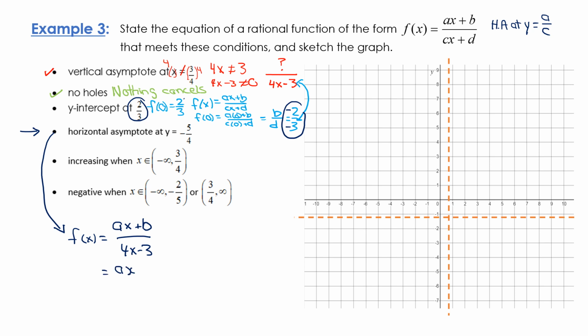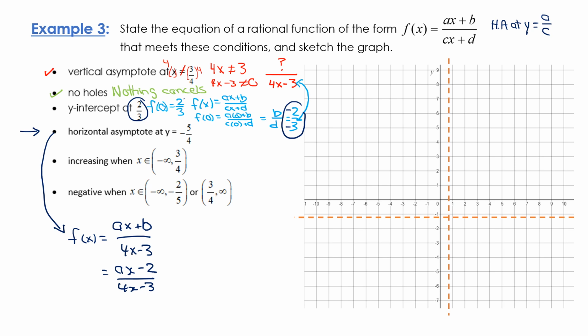So what I can add into my equation here is ax minus 2 over 4x minus 3. That's going to give me my y-intercept of 2/3. Now all I have left to do is the a value. So this is why we're talking about the horizontal asymptote right now. The horizontal asymptote is -5/4.